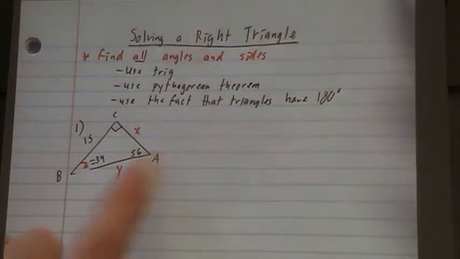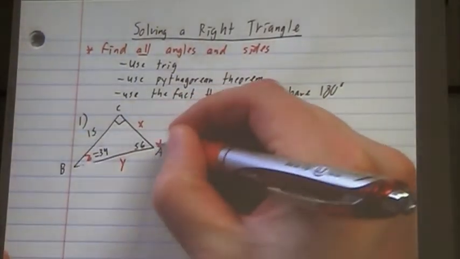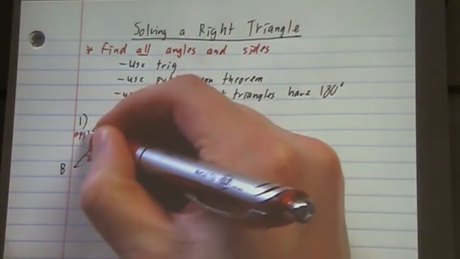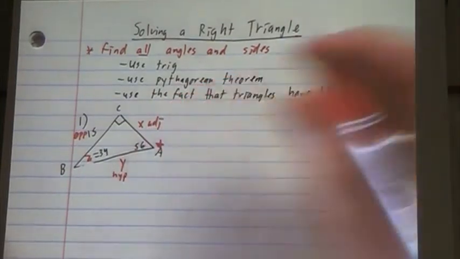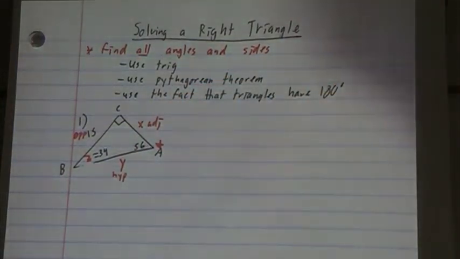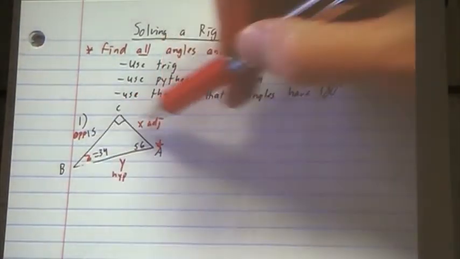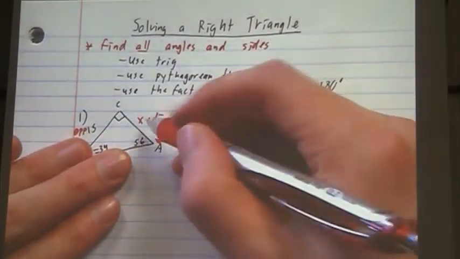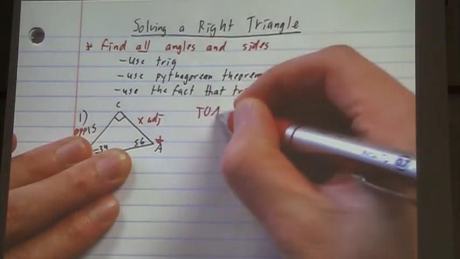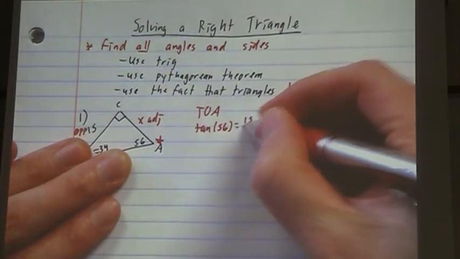Now I want to find x or y, and we're going to label from the angle that we're given. So I'm going to start from here, and I'm going to label the triangle opposite, hypotenuse, and adjacent. And we have to figure out which variable we want to find first. And it doesn't really matter. I'll find x first. If I want to find x, I'm going to use opposite and adjacent. That would be TOA. So now I'm ignoring these pieces, and I'm just going to find x. So I'm going to go TOA, or tan 56 equals opposite over adjacent, TOA.